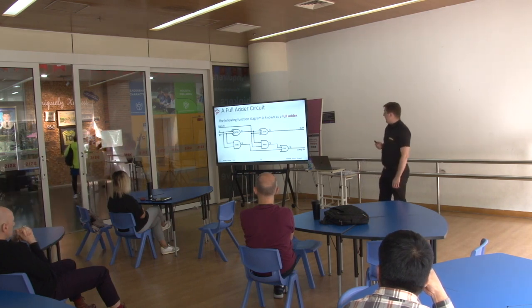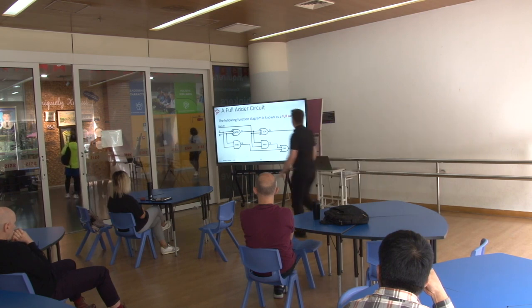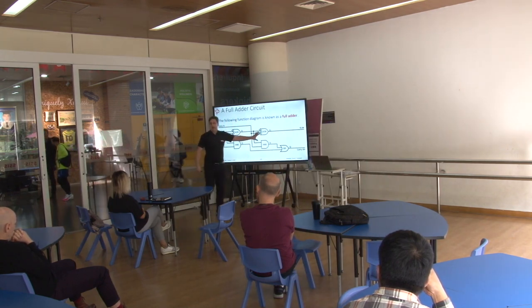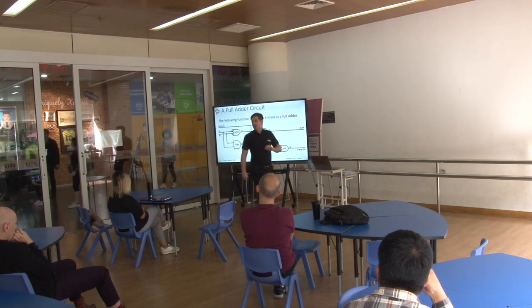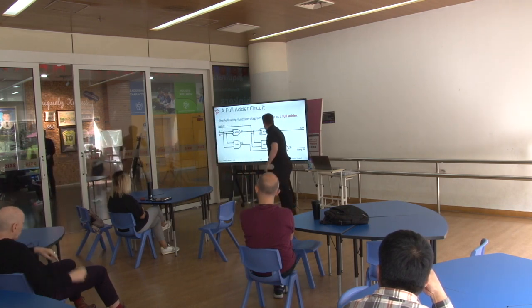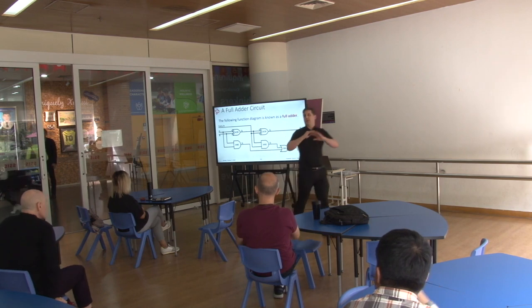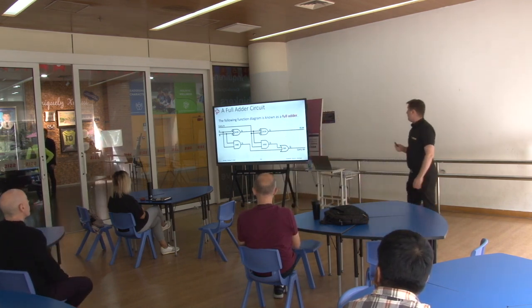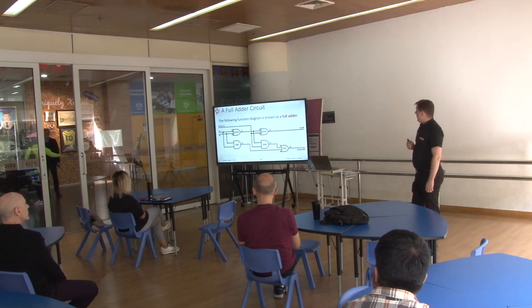So this is our full adder circuit right here. Simple adder number one is going to add A plus B, simple adder number two is going to add the carry bit from the previous operation, and then we have an OR gate, which closes off that system and makes everything nice and clean, so we have just a sum and the carry bit out.